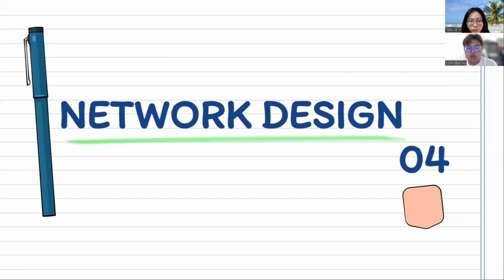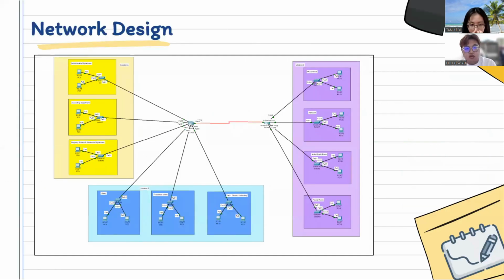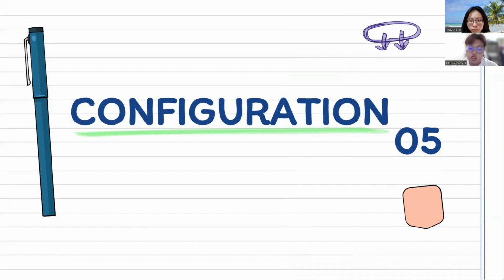So next will be network design, and this is our overall network design. Later I will show in detail during Cisco Packet Tracer. So now we'll go to configuration.